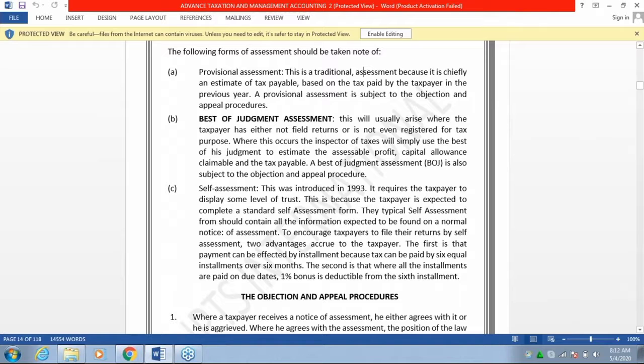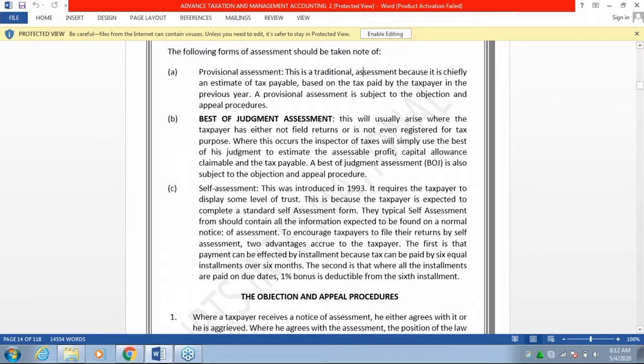So the typical self-assessment form should contain all the information expected to be found on a normal notice of assessment. But to encourage the taxpayer to file their returns by self-assessment, two advantages accrue to the taxpayers. One, the first is that the payment can be effected by installments, because the tax can be paid by 6 equal installments over a 6-month period of time.